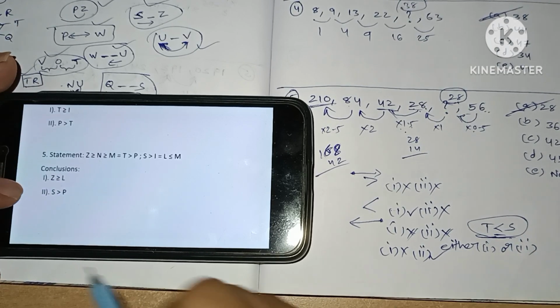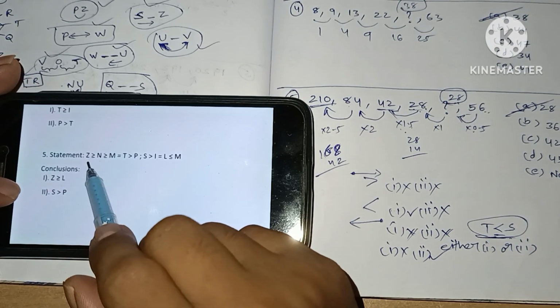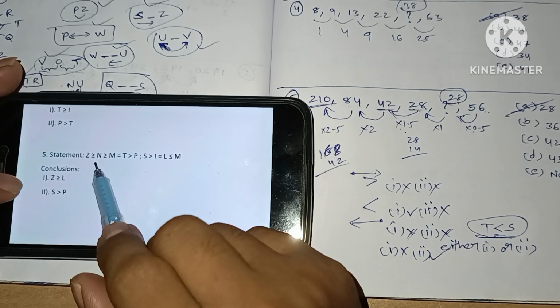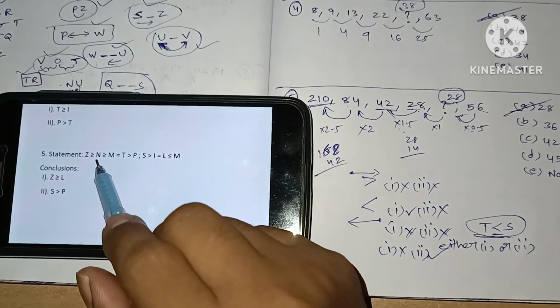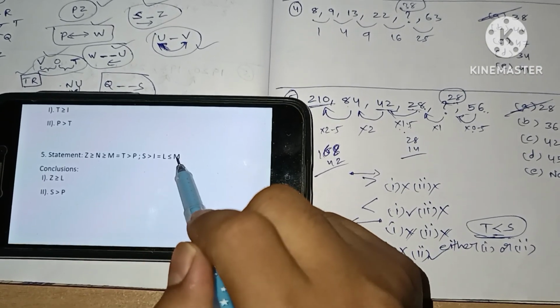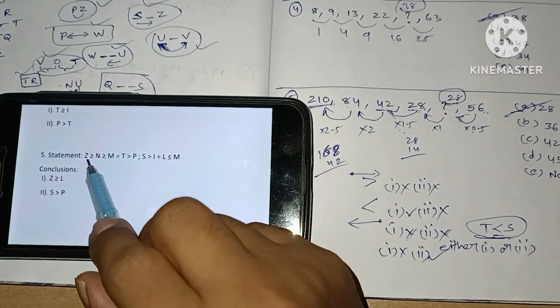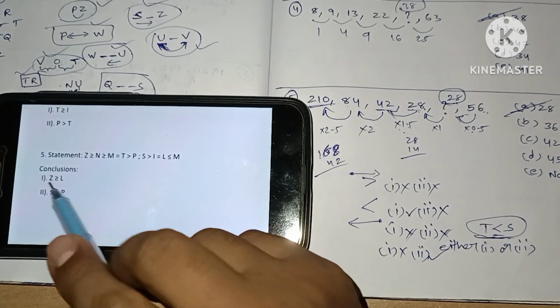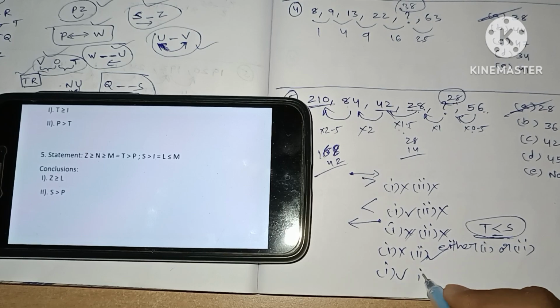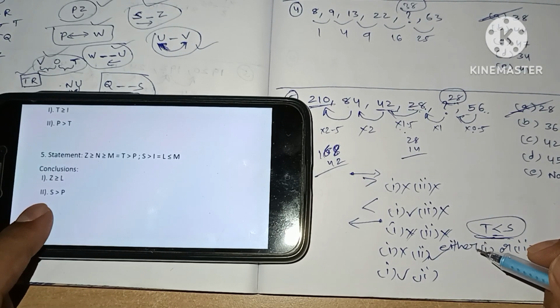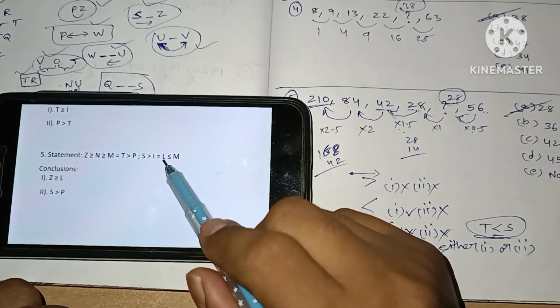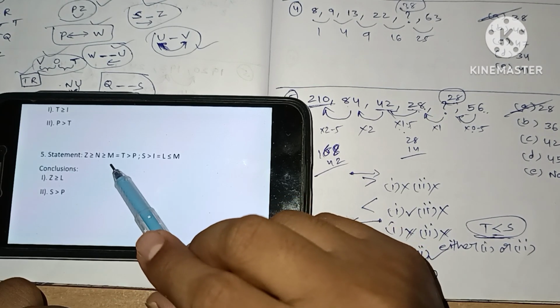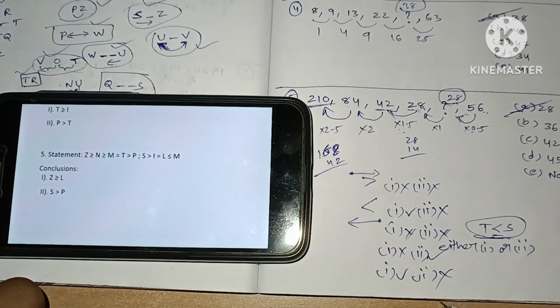Last question. The flow from Z to L with everywhere equals to. From Z we can reach N and M. From M we can reach L. So it is possible and there is everywhere equal to also. So the first conclusion will be true. Second conclusion, the flow from S to P. From S we can reach I and L, but not M and not P. So the second conclusion will be false.